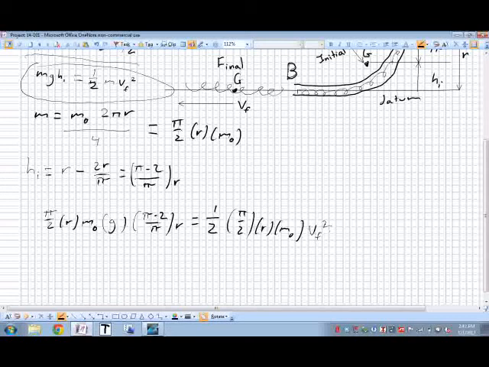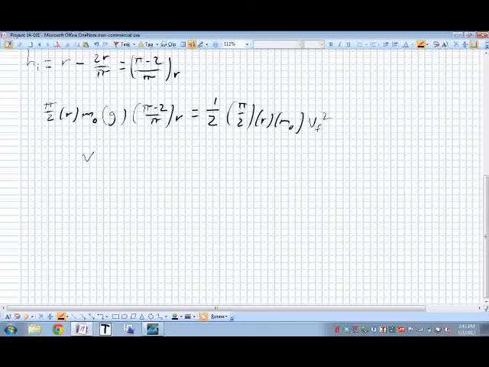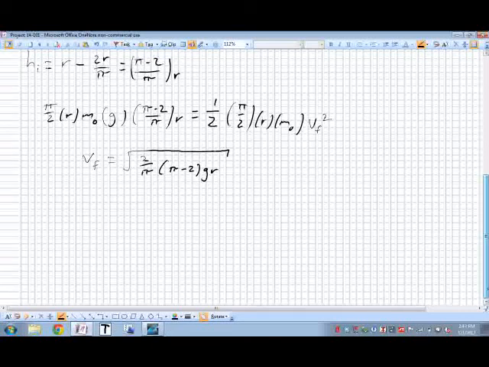So then, simplifying from this, we get our final velocity is going to be equal to the square root of 2 over pi times pi minus 2 times g r. And with given numbers, we could solve for an actual velocity.